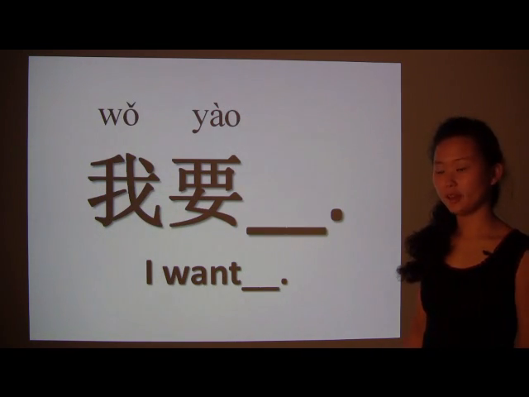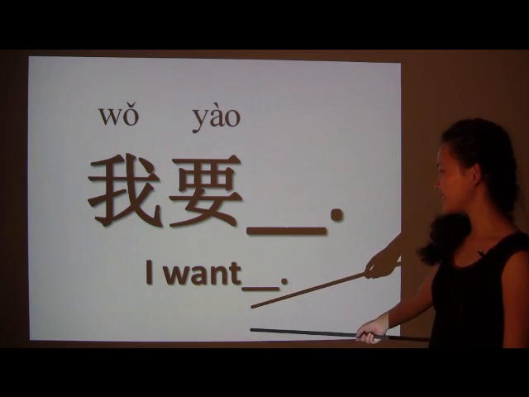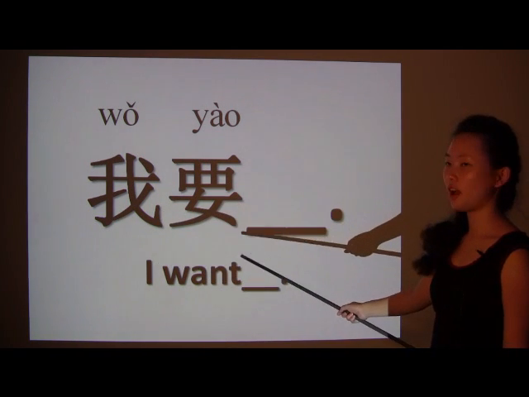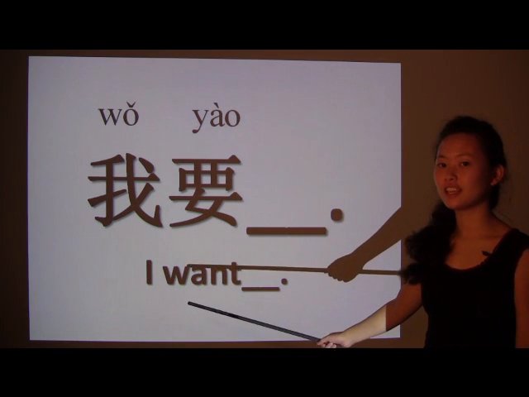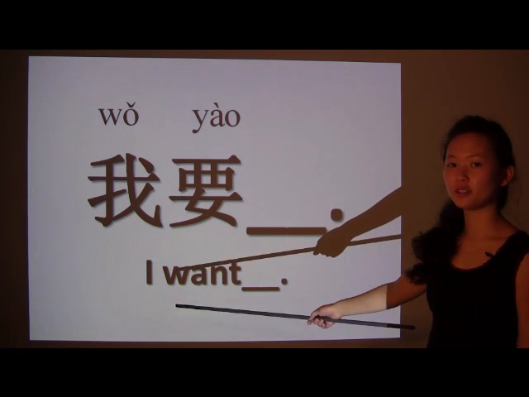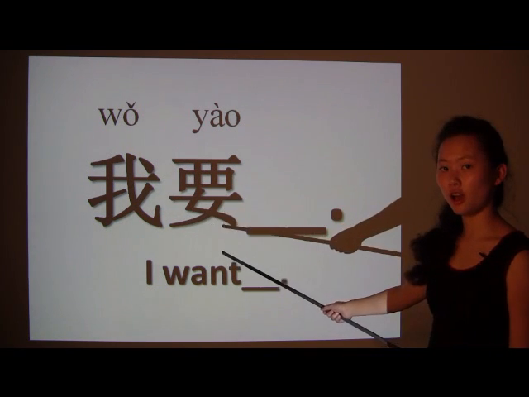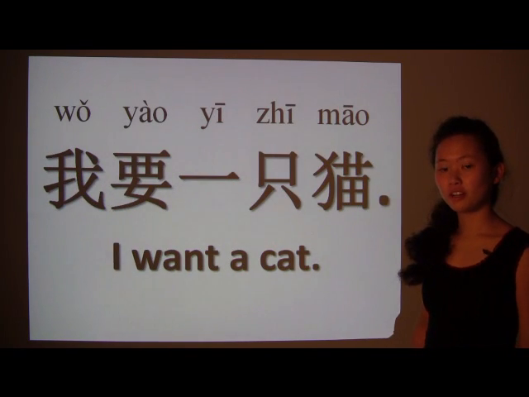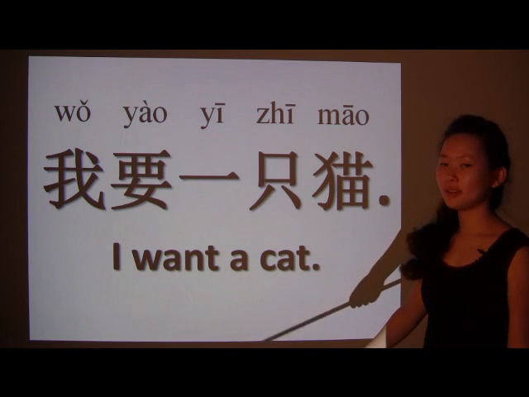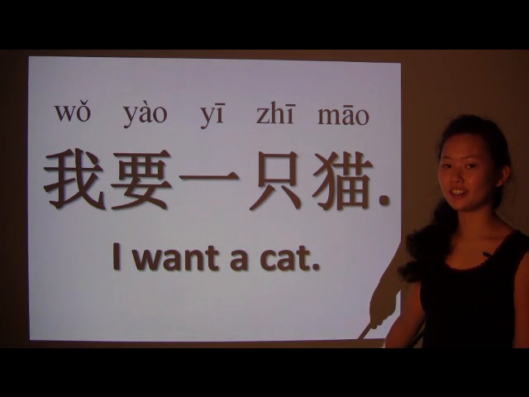Now, to reply, I want, 我要. Just two characters, and they express whatever you want. I want, 我要.